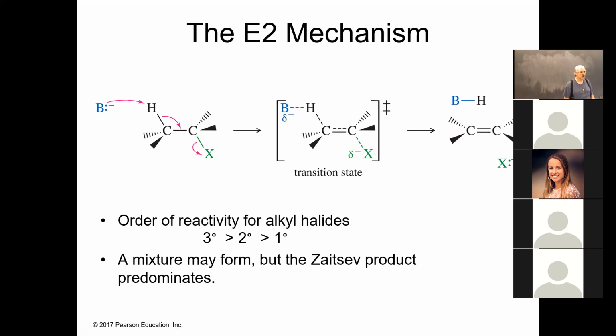The order of reactivity for alkyl halides is quite different. In fact, it's the opposite for E2 compared to SN2. For SN2, we said it was methyl, primary, secondary, and then tertiary doesn't happen. For the E2, it's tertiary, secondary, and primary. I don't have methyl listed here because with a methyl halide, such as bromomethane, you cannot form a carbon-carbon double bond because you only have one carbon.